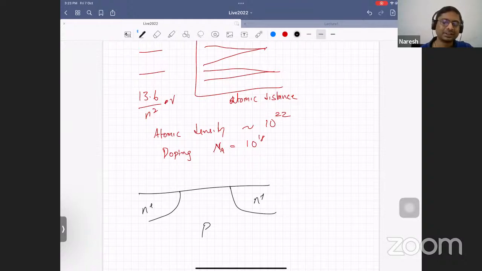In the early days, in the 60s and 70s, they were using what is called diffusion. But nowadays, I think it's all implantation. There are different techniques that are used. That's an entirely different course in itself.